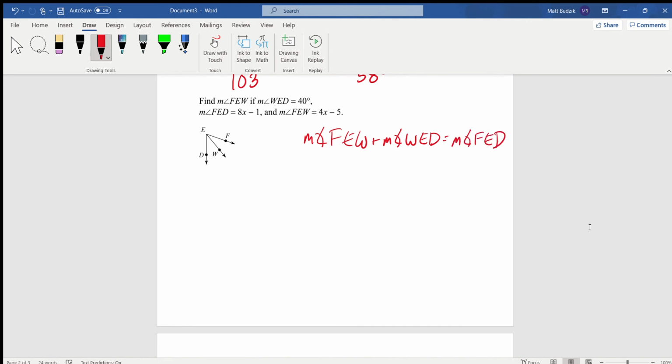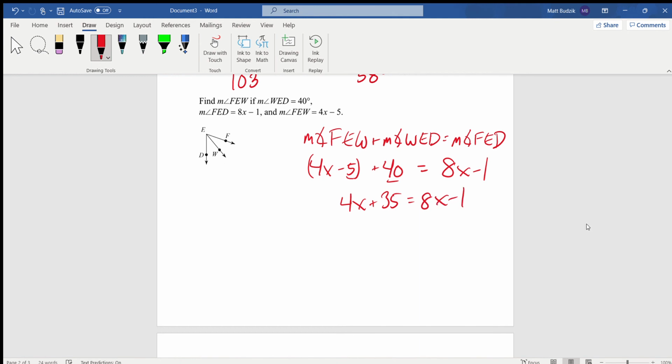Now, plug it in. FEW is 4x minus 5, plus WED is 40, is equal to FED, 8x minus 1. All right, there's the geometry, algebra from here on out. Step 1, combine like terms. 4x plus 35 is equal to 8x minus 1.